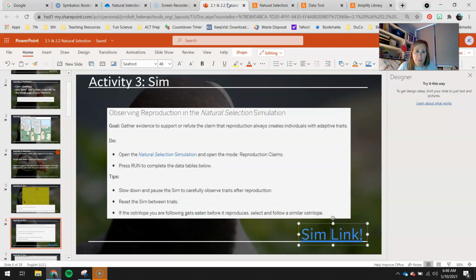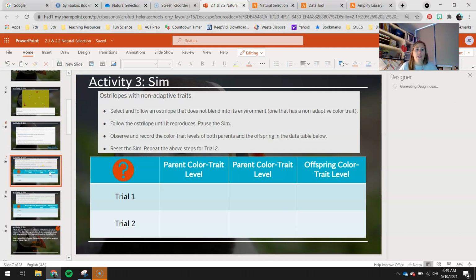Okay, press run to complete the data tables below. Slow down and pause the sim to carefully observe traits after reproduction. Reset the sim between trials. If the australope you are following gets eaten before it reproduces, select and follow a similar australope. Alright, so this is what you guys need to record in this. So for the first trait, you're going to look at australopes with non-adaptive traits. So select and follow an australope that does not blend into its environment, one that has a non-adaptive color trait. Follow the australope until it reproduces and then pause the sim. Observe and record the color trait levels of both parents and the offspring in the data table below.